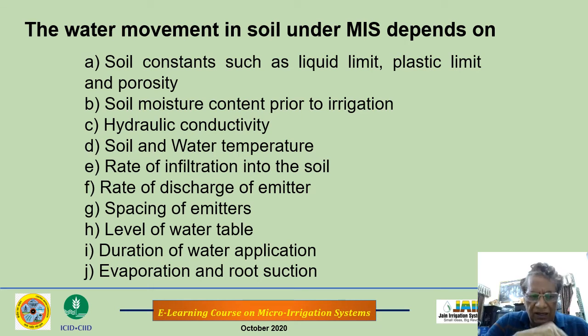We'll discuss it later. Spacing of emitters is important in one respect: if emitters are far apart, then each emitter works as a point source of water application. And the movement of water will depend only on the discharge of that emitter and the soil type. But if the emitters are placed very close to each other, then their wetted zones, after some time, start merging together, and they are no more a single point of water application. They start serving as a line source of water application. We'll discuss these things in detail later on.